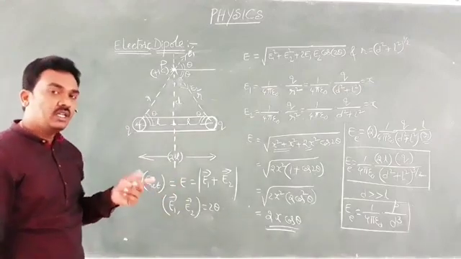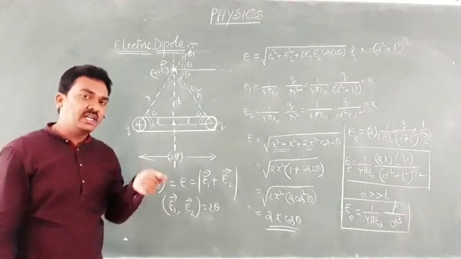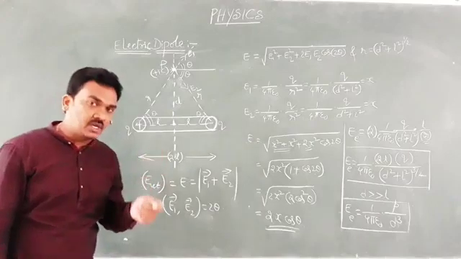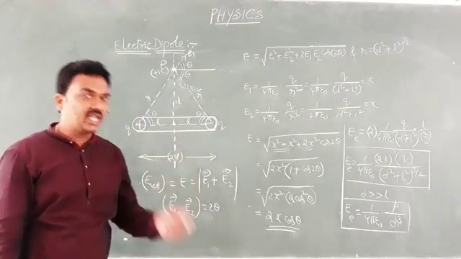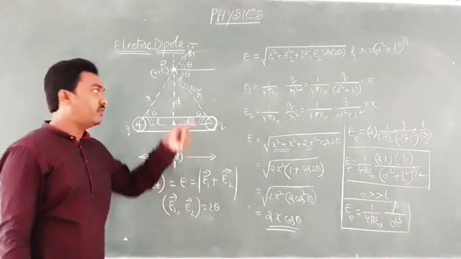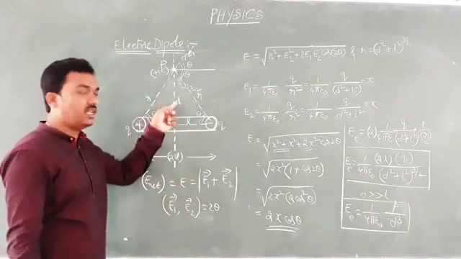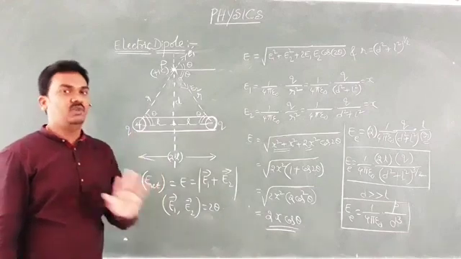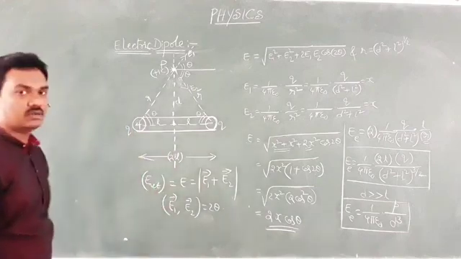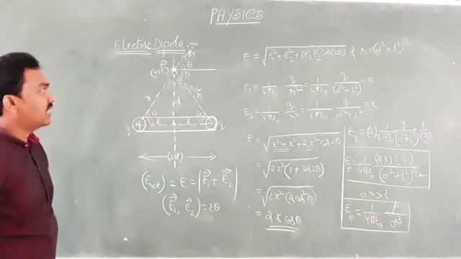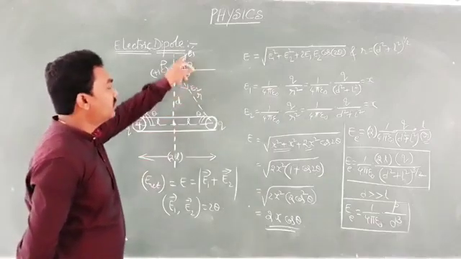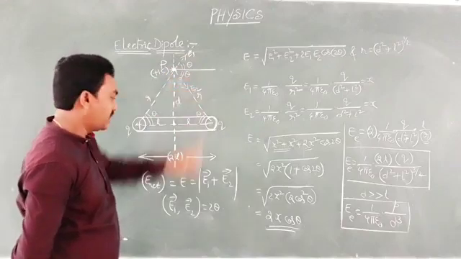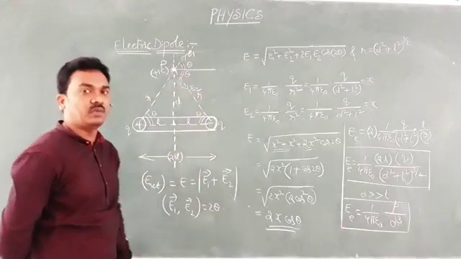Earlier on the axial line, if you have taken a point at a distance D from the center of the dipole, it is 1 by 4 pi epsilon naught into 2P by D cube. But here if at the same distance you have taken a point on the equatorial line, it is 1 by 4 pi epsilon naught into P by D cube. That's the comparison you need to do. But of course, the electric field intensity E1 bar plus E2 bar will have a direction, because E equal to E1 bar plus E2 bar.